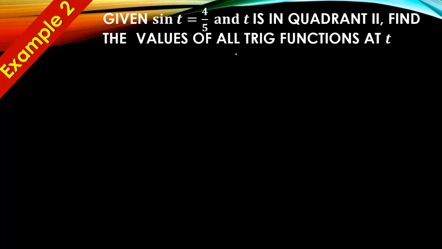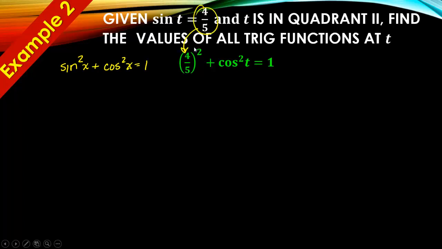And we need to find all the values of the trig functions at t. So first things first, we take the Pythagorean identity, sine squared plus cosine squared equals 1, and I'll just use x. We know what the sine is, so I'm just going to plug it in, then square it and subtract it from both sides. 4 over 5 squared is 16 over 25. Subtract that from both sides, so I have cosine squared equals 1 minus 16 over 25, which equals 9 over 25.